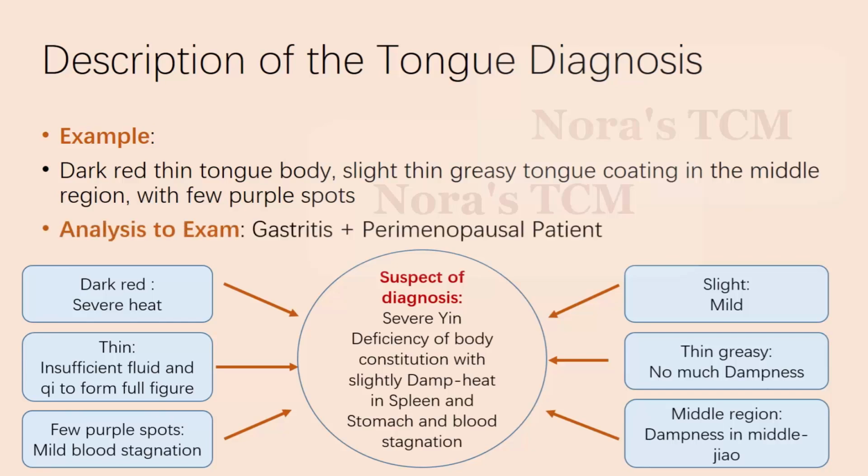This can be seen in a case of gastritis with a perimenopausal patient. This patient suffers from gastritis, and at the same time she is at the age of perimenopausal syndrome. The situation turns very complex. She has gastritis, there's yin deficiency heat and also damp heat accumulation, and the retention of dampness is combined with perimenopausal syndrome caused by yin deficiency in body constitution.